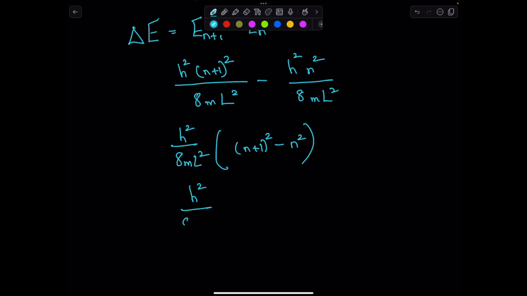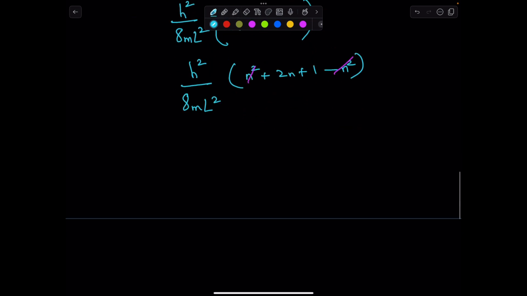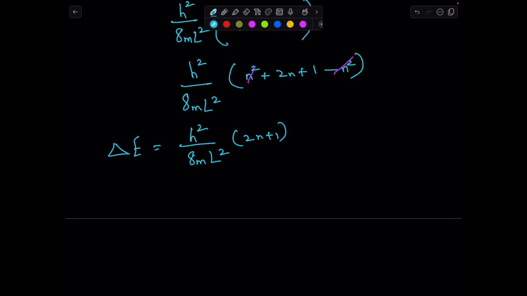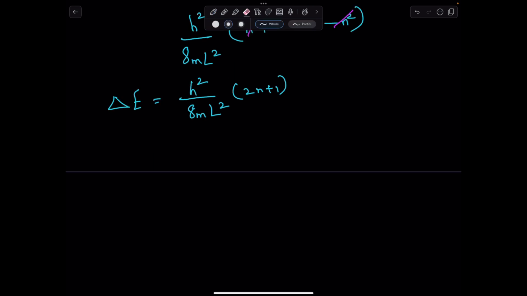This will be n squared plus 2n plus 1 minus n squared, which is h squared by 8 m L squared times (2n plus 1). So this will be the delta E between E of 7 and E of 6. h is Planck's constant, which is 6.626 times 10 to the negative 34 joule seconds.